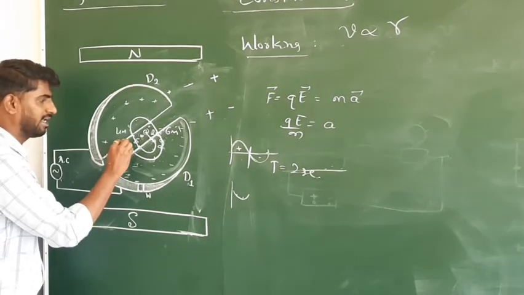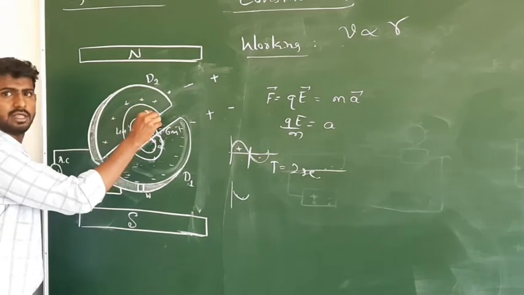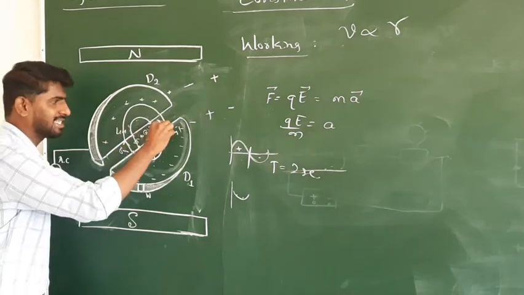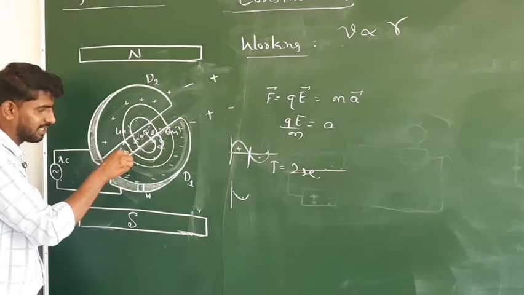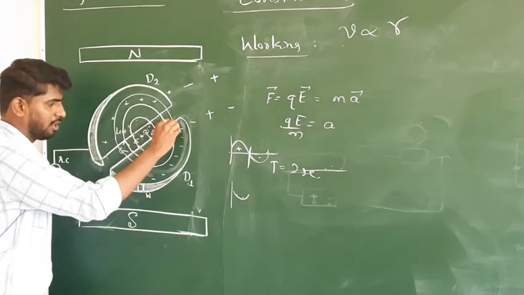So if it is 8 meter per second, again its radius increases. So it covers the larger distance in 1 second. Again accelerated, it covers a larger distance. Accelerated, more velocity, more radius.